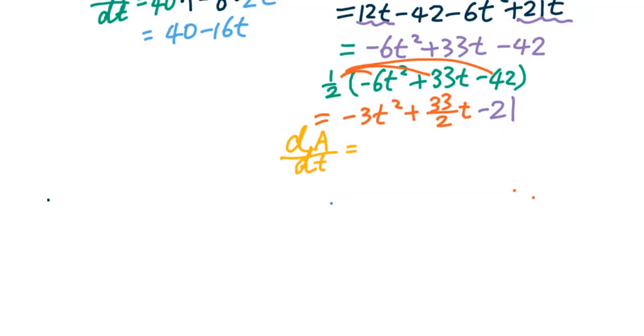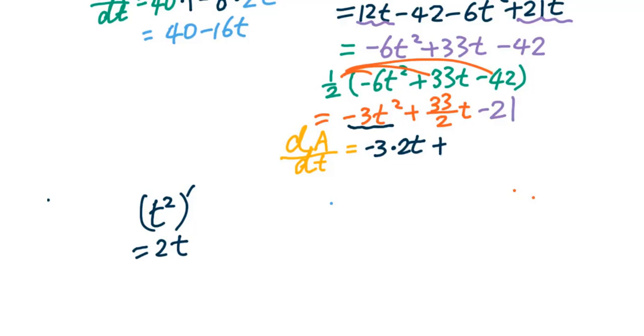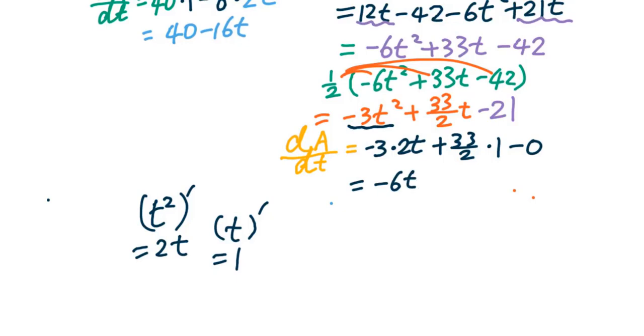You will get negative 3t squared. Coefficient is negative 3. T squared will be 2t, just like x squared, drop down and minus 1. Then plus 33 over 2, that's the coefficient. Derivative for t itself is 1, just like the derivative of x equals 1. So minus a constant number will be 0. So we organize, you will get negative 6t plus 33 over 2.